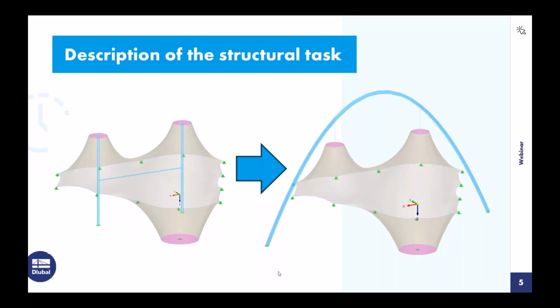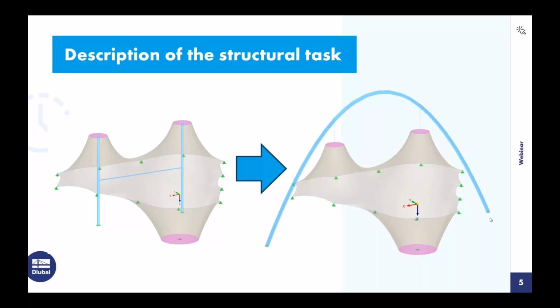I selected this structure especially to show you how you can work with the program, which functions exist. And then we bring up a new scenario: let's say the owner of the structure decides that he doesn't want to have columns inside, and we should try to support this structure anyway, and we decide here for such an external arc. And how you can do this in RFEM, I show you now.